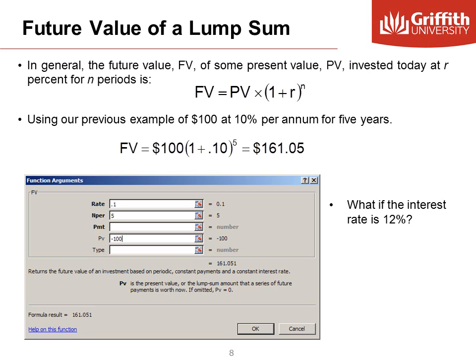Now recalculate the same problem, but here use 12% interest instead. What would be the future value if the interest rate is 12%? The answer is $176.23.